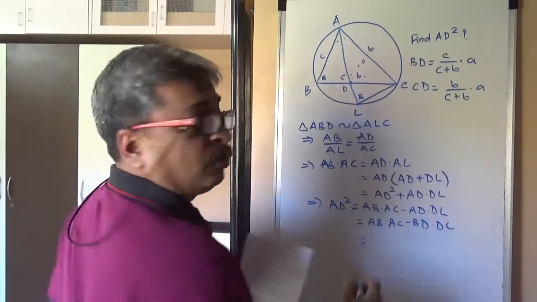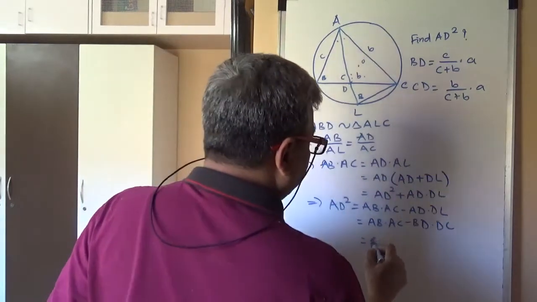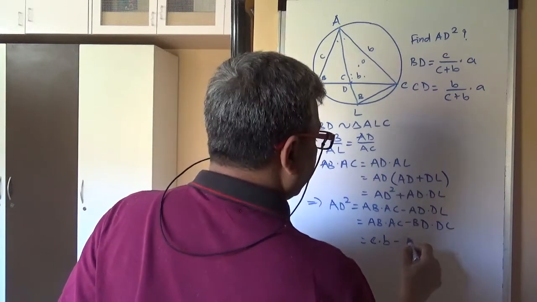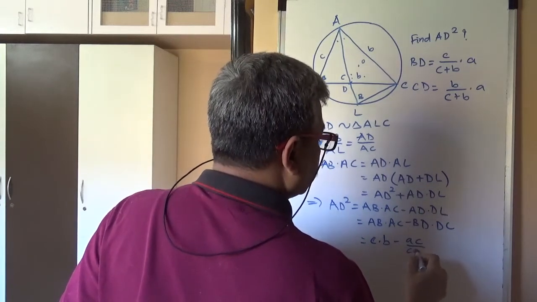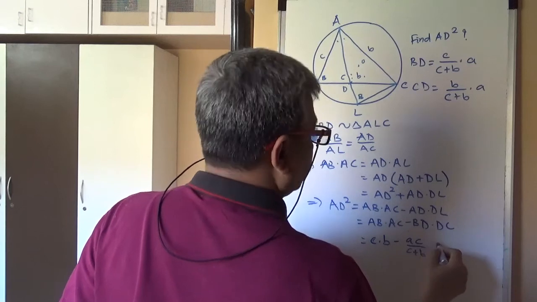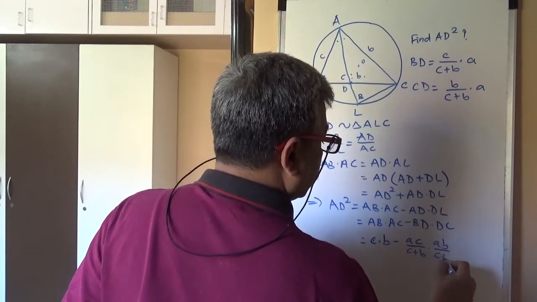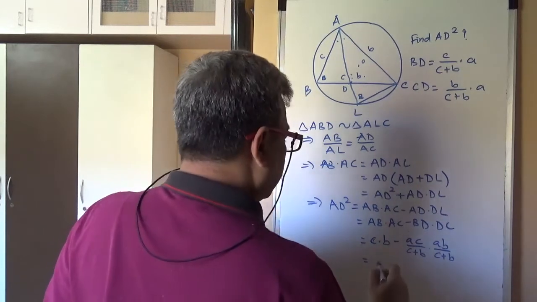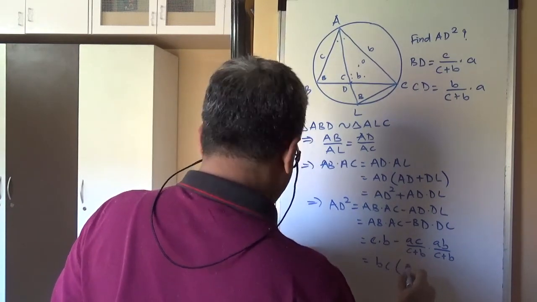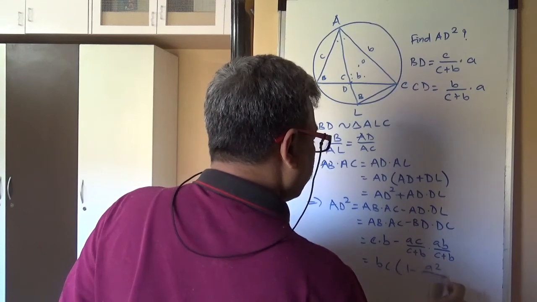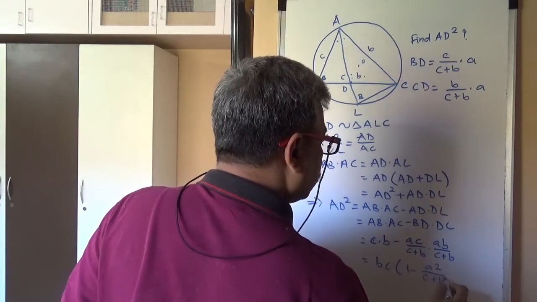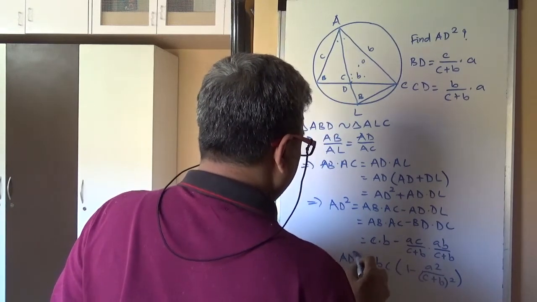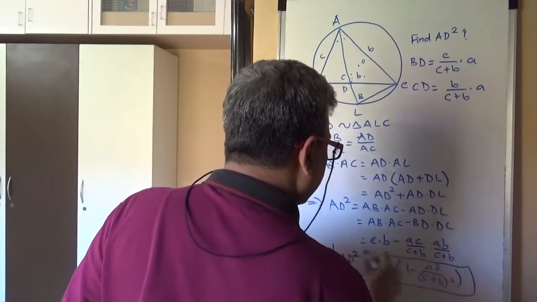Now AD square is going to be equal to small c into small b minus BD, which is ac upon c plus b, into ab upon c plus b. So I can take bc common, bc inside bracket 1 minus a square upon c plus b whole square, is the length of the angle bisector square.